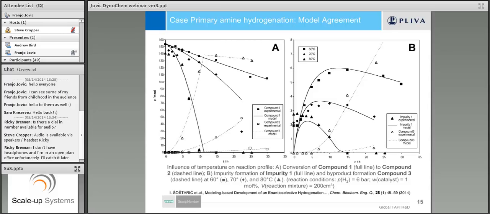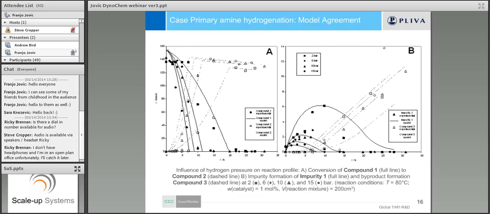So you can see the change of starting material to product on the left, picture A, and on picture B you can see impurity formation. So even from this parameter point of view, the temperature is really important. So we try to push temperature as high as possible. Pressure is also really important. We try to push hydrogen also as high as possible.